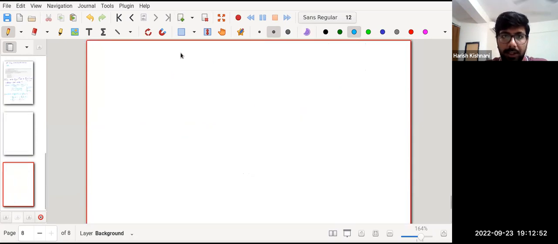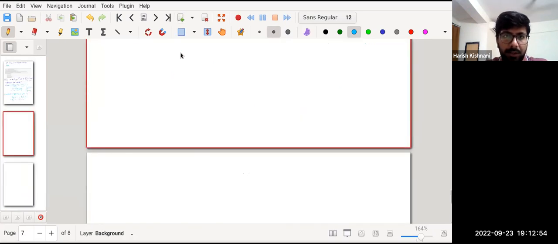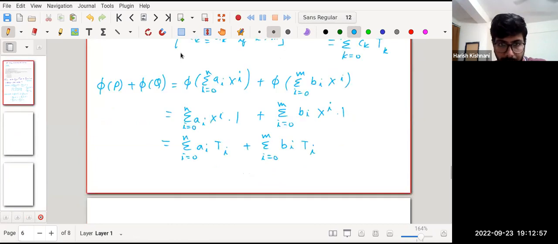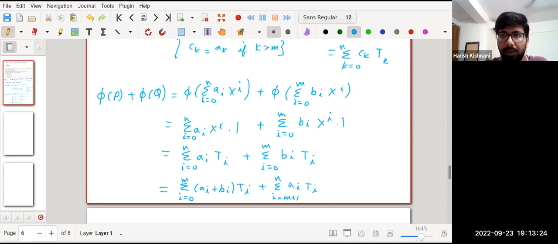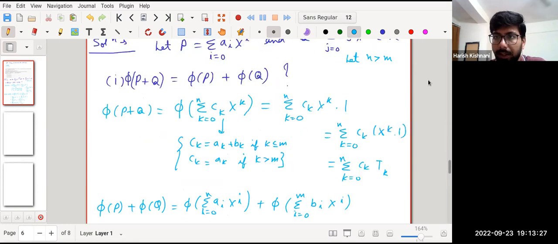So it will be just the summation of i equal to 0 to m of ai plus bi of ti, and then you have the summation of i equal to m plus 1 to n of ai ti. One more thing, why should we restrict to n greater than m? We can also take n less than or equal to m.